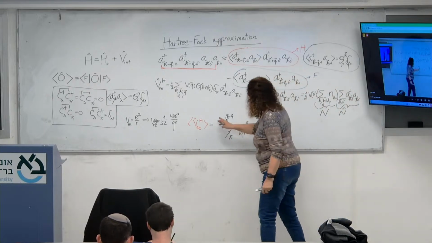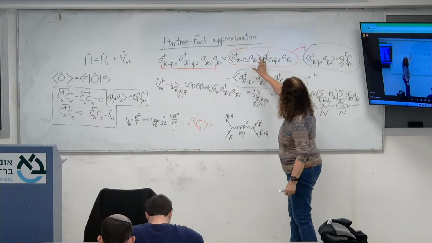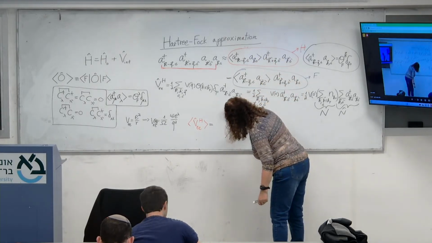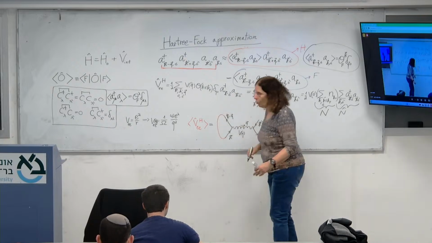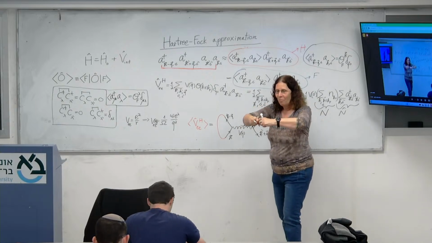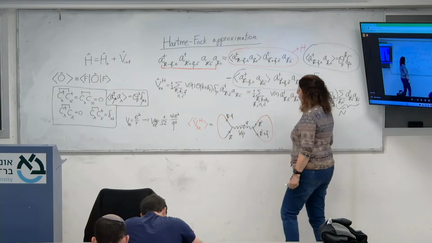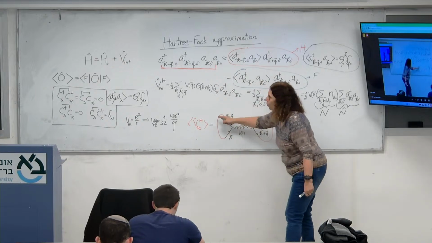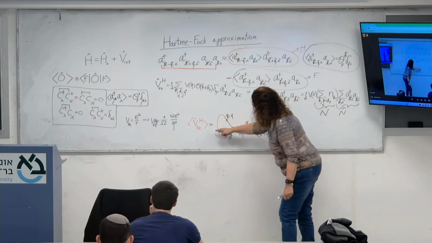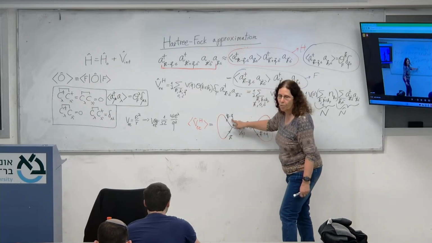How do I calculate the expectation value? I put contractions on each pair of operators. In the Hartree case, I'm contracting this with this, and contracting in the diagram is like tying the two leads. I tie these two leads and these two leads. What does it mean to tie them? It means that the momentum k minus q is smoothly connected to k. So what does it mean? It means that q must be 0.